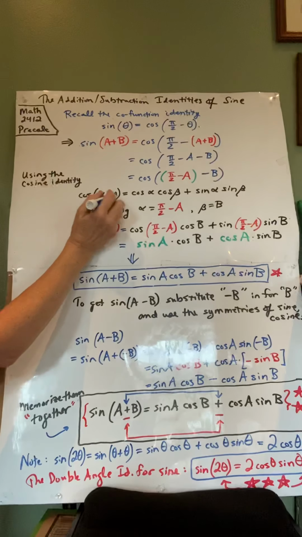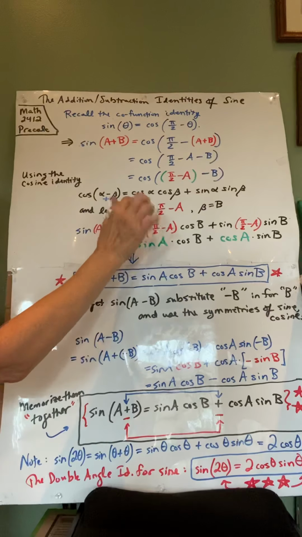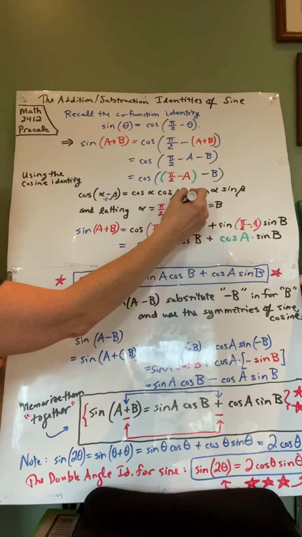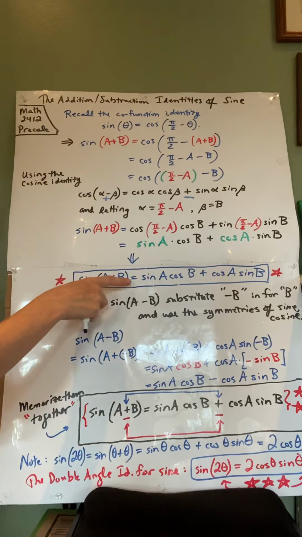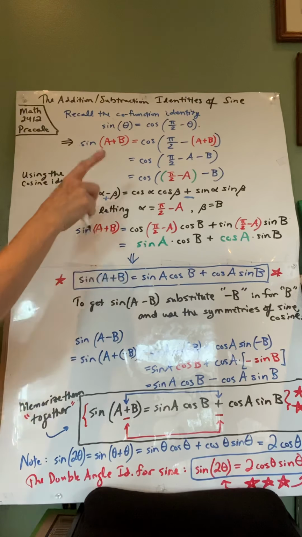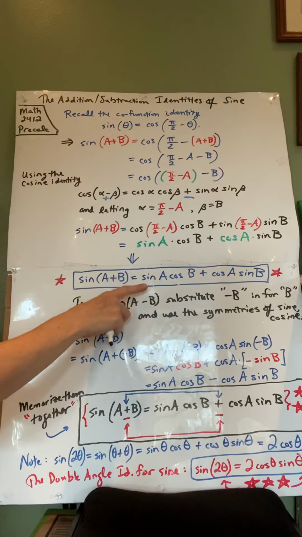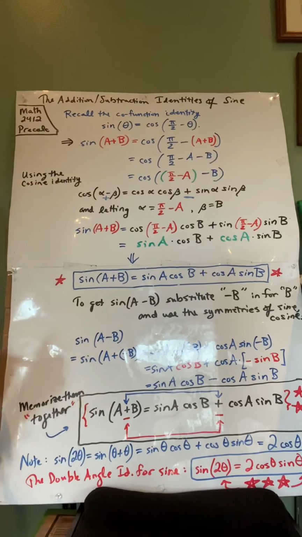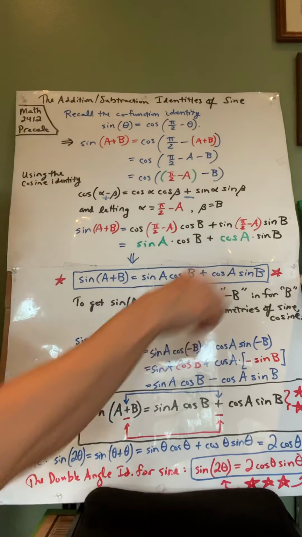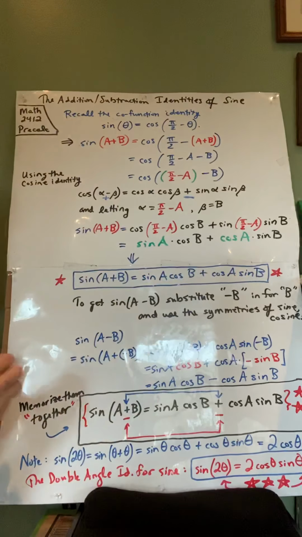If you put a plus here, the cosine of alpha plus beta looked exactly the same, but there was a minus here, okay? So compare that with the sine of A plus B. It's not cos, it's sine of A, cos of B. Cos of A, sine of B. Mix it up.